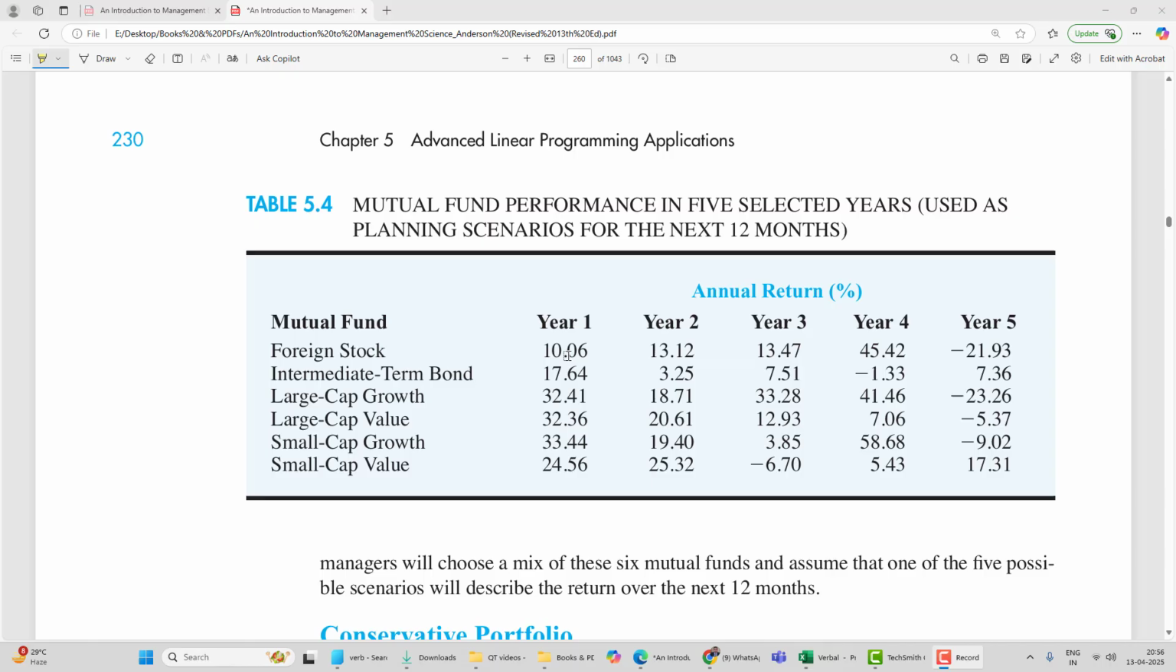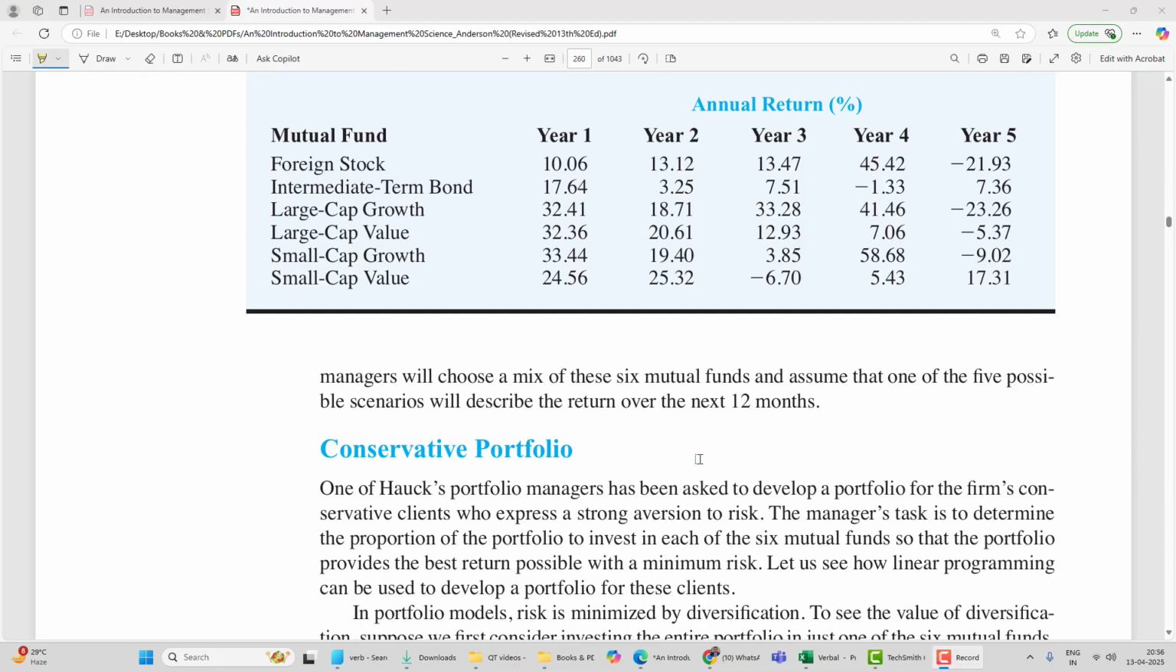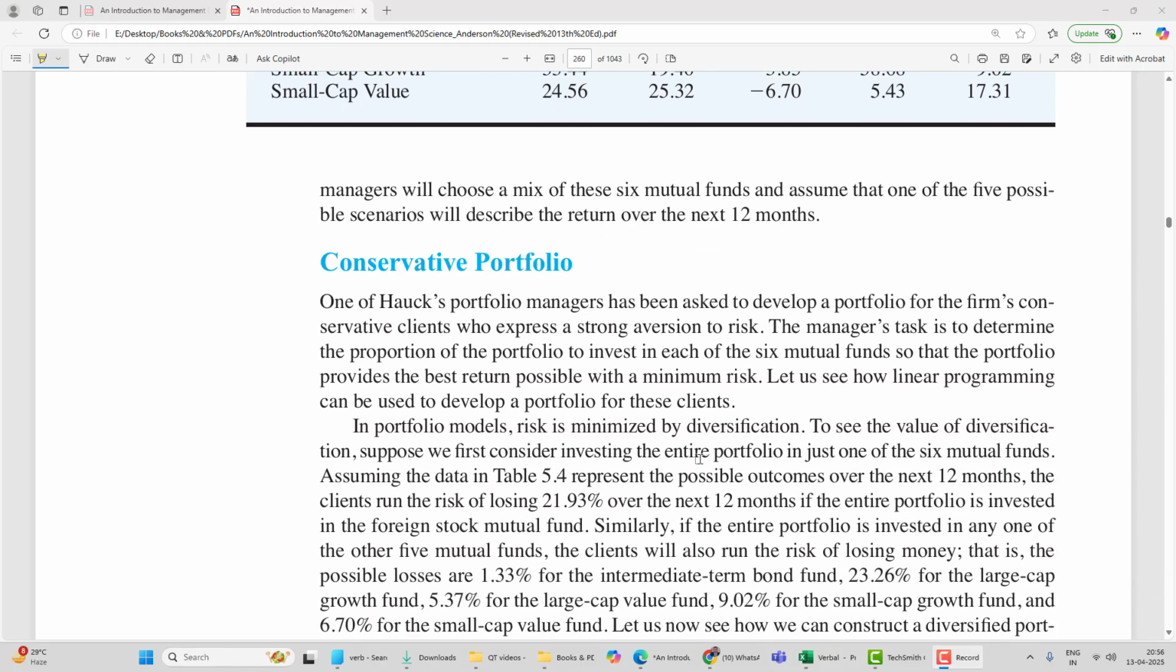returns under five different scenarios, because some years can be very optimistic, some years can be very dull. So there are five scenarios they have considered, and under each scenario, how these mutual funds have performed with respect to their annual returns is given here, right?